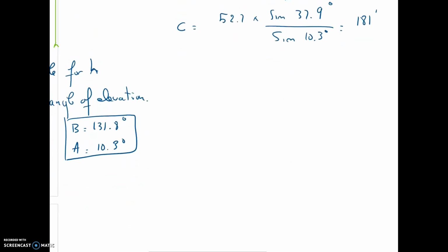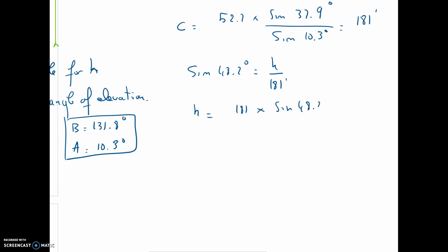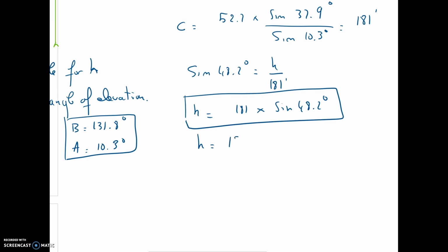Knowing C now, I can express the h, because I have a right triangle, and I know that the sinus of 48.2 degree is equal to h over 181 feet. And so therefore h is equal to 181 multiplied by sinus of 48.2 degree. Don't forget to have your calculator in mode degree. And so h is going to be equal to 135 feet. Therefore, the height of my building, capital H, is equal to h plus 6 foot. It's going to be equal to 135 plus 6, which is 141 feet.